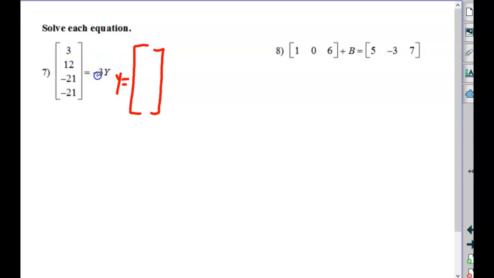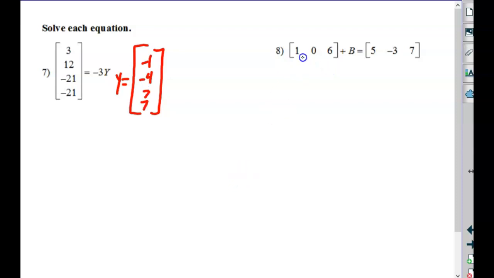3 times what became negative 3? 12 times what became, oh, wait a minute. Negative 3 times what became 12, sorry. Negative 4. Negative 3 times what became negative 21? 7 twice, okay.